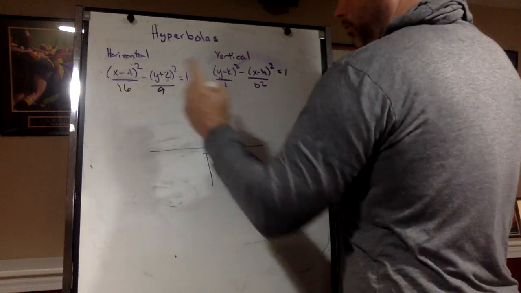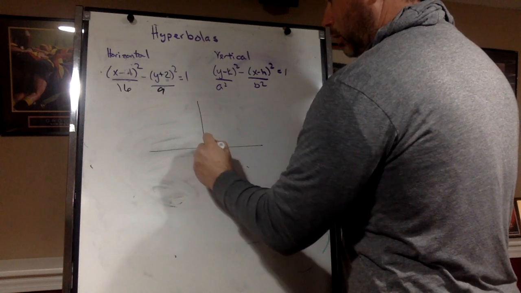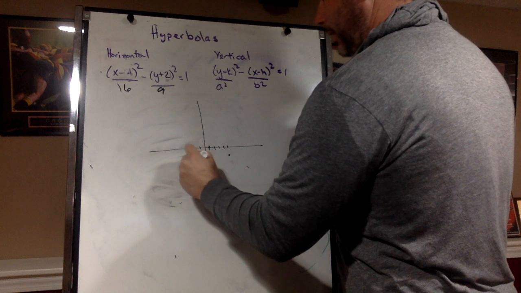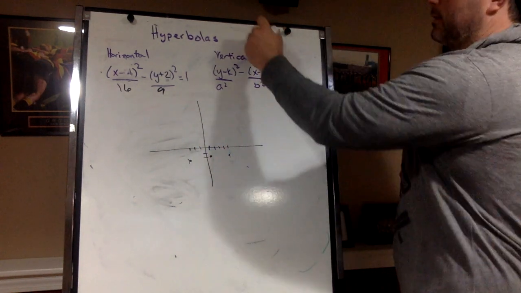Now just like with ellipses, we're going to count in those directions. So square root of 16 is 4. So in the x direction, horizontal, 1, 2, 3, 4, and 1, 2, 3, 4 the other way. And I'm going to put little marks because it's horizontal. It's going to open this way because I didn't really show it.